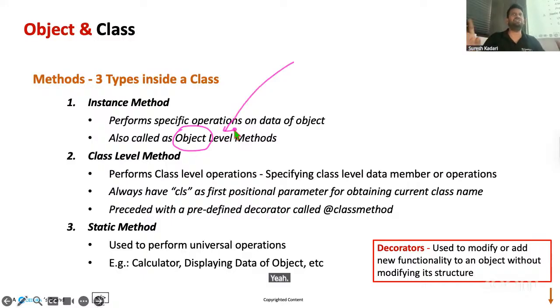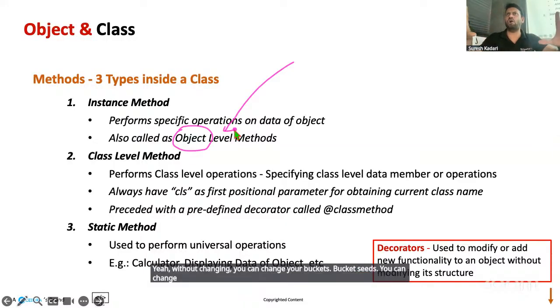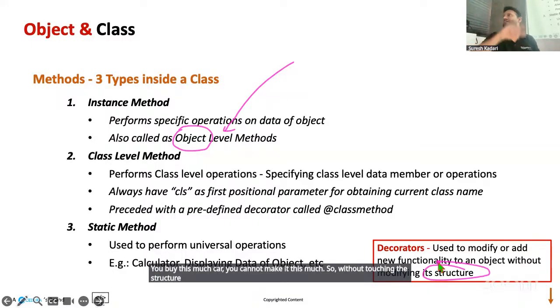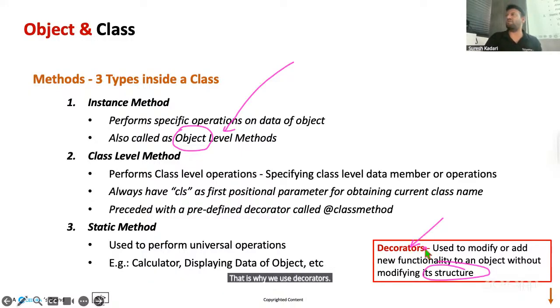You can change your bucket seats. You can change your horn. You can change everything in the car. The moment you change the dimensions of the car, RTA will not accept. The moment you change the CC engine of the car, RTA guys will not accept, because you're changing the structure of the car. You buy this much car, you cannot make it this much. So without touching the structure, you can add things. That is why we use decorators. Again, it takes a lot of time to discuss.